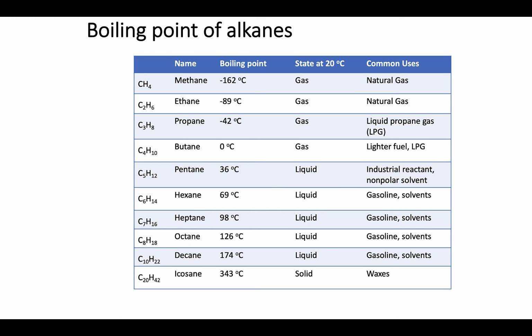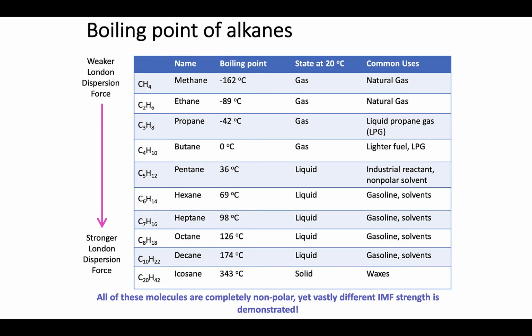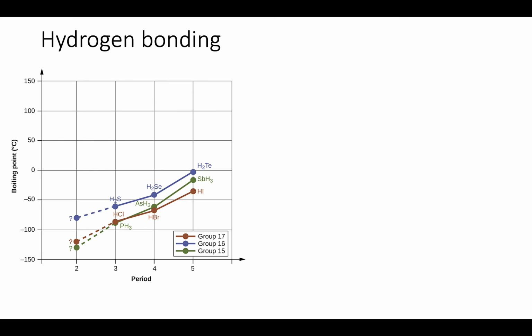And so we see here that all of these are nonpolar, and the boiling point varies greatly, right? We're going from something that's a gas at room temperature to a solid at room temperature, all based on the strength of their London dispersion force. The smallest have the weakest and therefore are most likely to be gas at room temperature, whereas the strongest London dispersion forces will have higher boiling points and be solid at room temperature. So the last intermolecular force that we want to discuss is called hydrogen bonding.